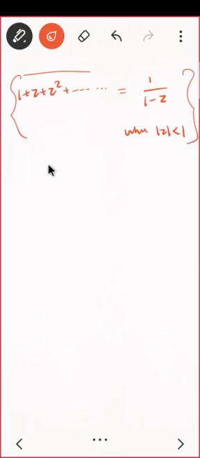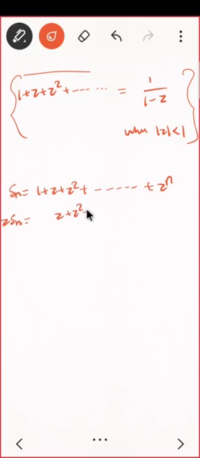If you quickly try to prove, then look at your Sn. What is Sn? 1 plus z plus z square up to z raised to n. Let us talk about z into Sn. So just multiply z on both the sides. So it will be z plus z square plus up to z raised to n plus z raised to n plus 1. Subtract those two things.